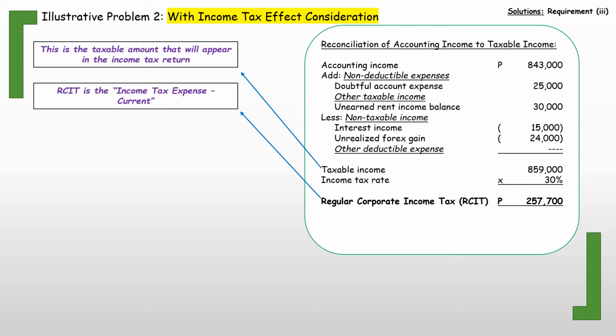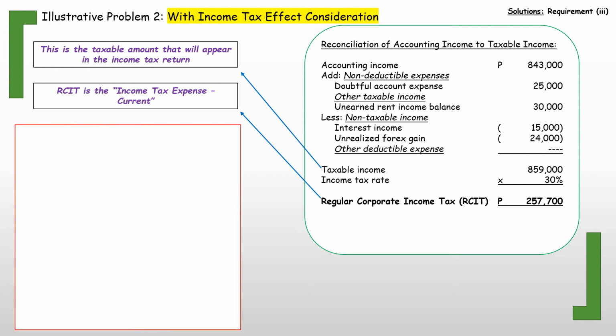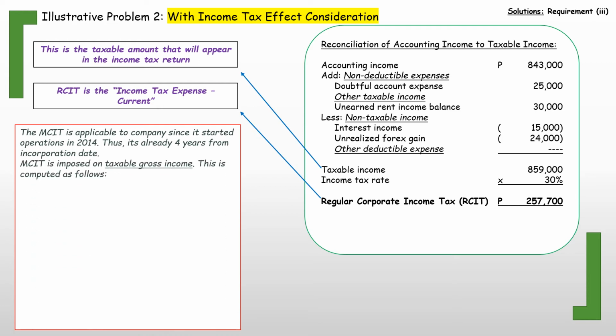The next is compute natin yung minimum corporate income tax. Pero titingnan natin kung subject yung company sa minimum corporate income tax. Okay? The MCIT is applicable to the company since it started operations in 2014. Thus, it's already 4 years from incorporation date. MCIT is imposed on taxable gross income. Then, this is computed as follows.